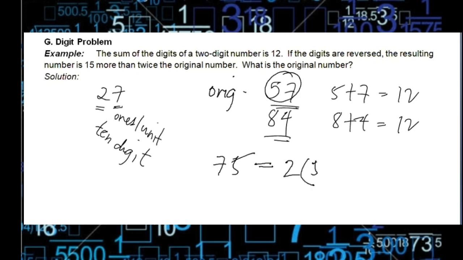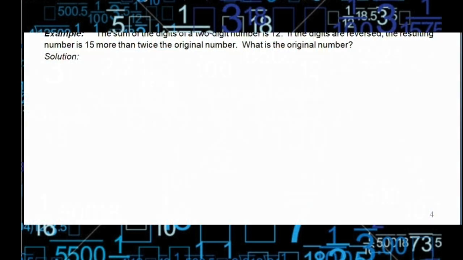Dodoblehin mo daw yung original. Ano ba original? Example, 57. Dodoblehin mo daw yan, magpa-plus ka pa ng 15, dapat equals dun sa reverse. Ganun ang ating point. Kunwari, itatry ko 39, class. 39. Ito yung original, reverse, 93.